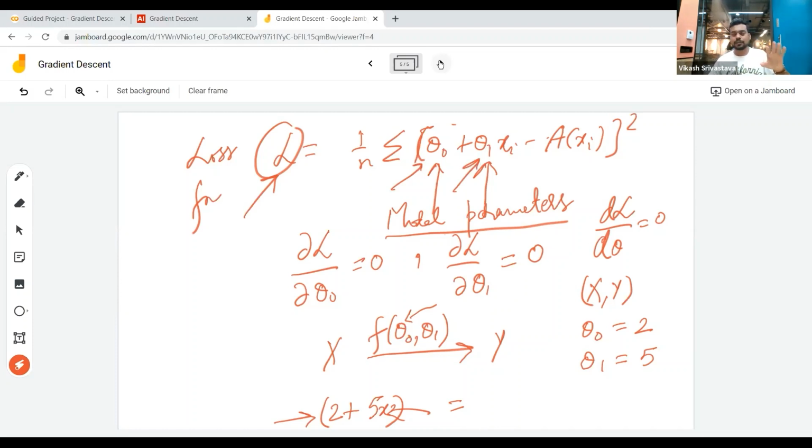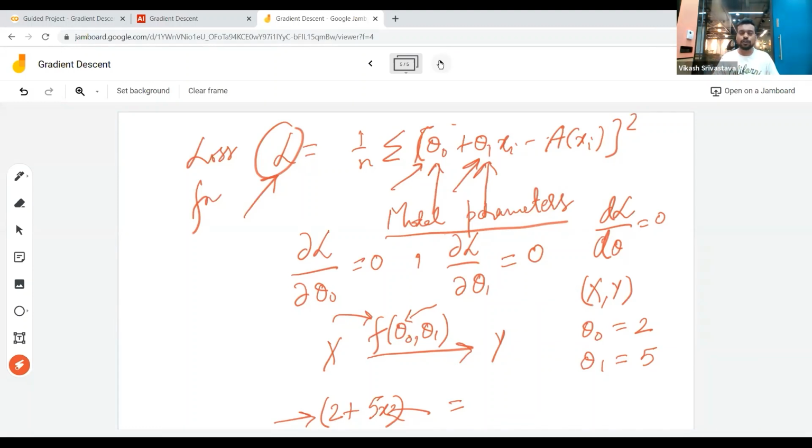And of course, different algorithms will have different f, right? In linear regression, I've assumed that this will be theta naught plus theta 1x, but a different algorithm will assume a different function. So I hope you get the idea of what we do in machine learning and what the task is.